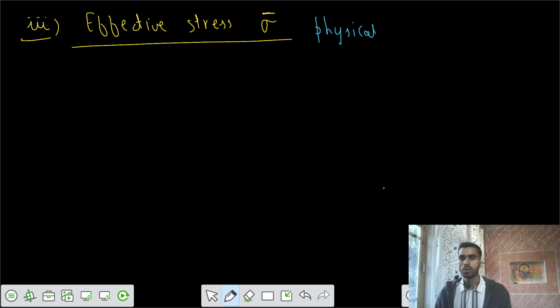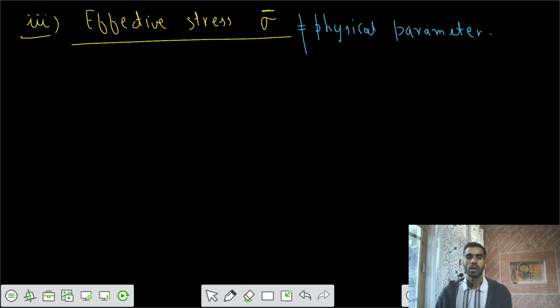But the other two, sigma and u, are physical parameters. That means they are measurable, and this one is not measurable. Still, this is very, very important. I would write, it is not a physical parameter. Let's go for what this effective stress is all about.